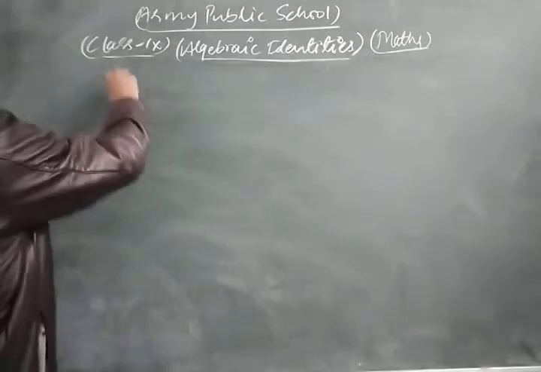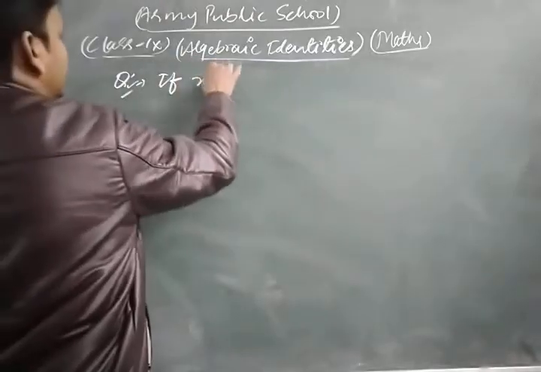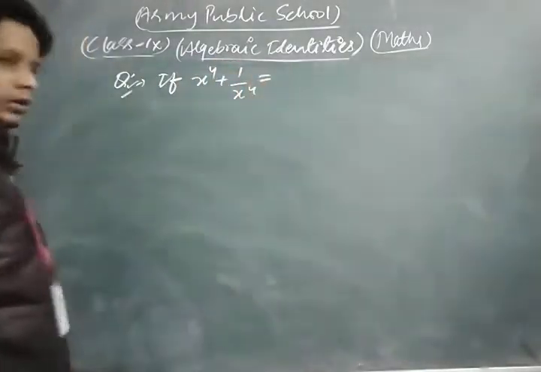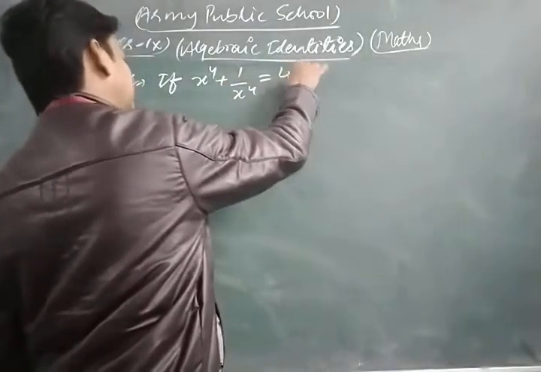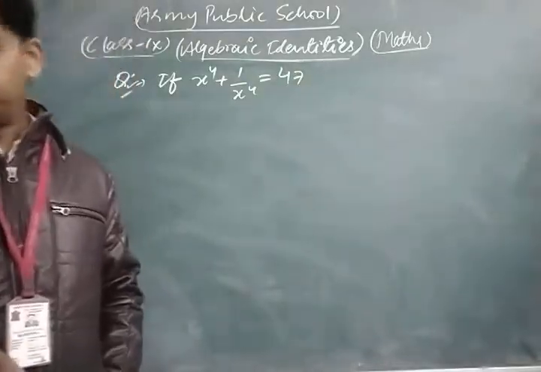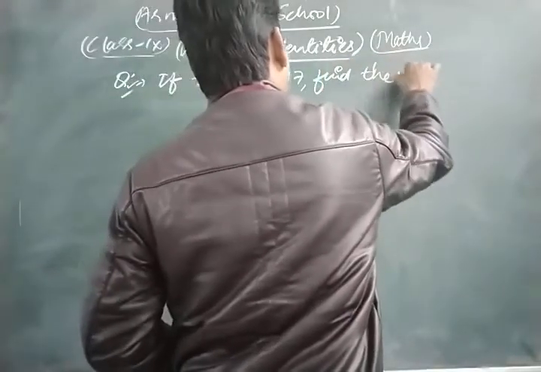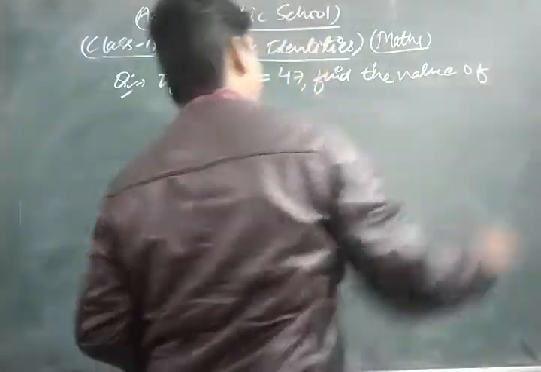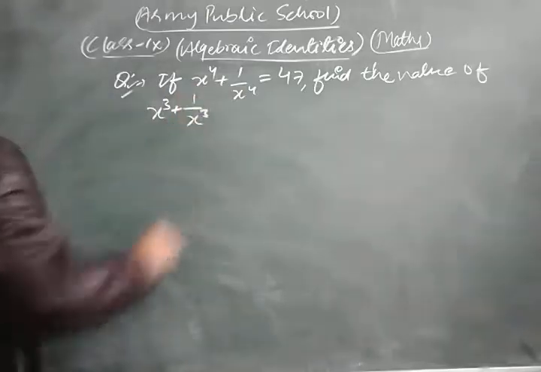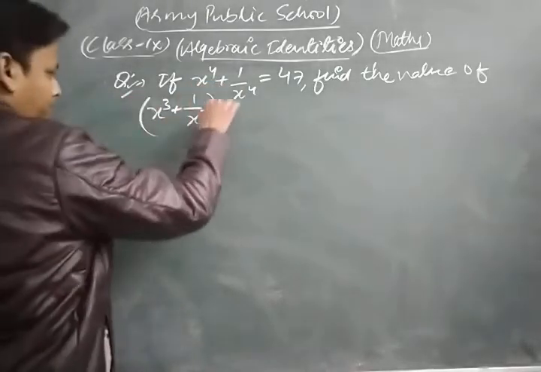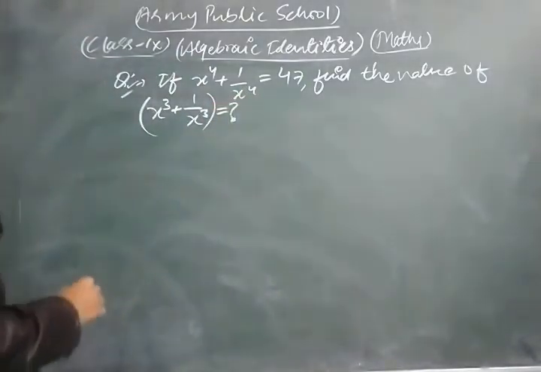Now look, if x to the power 4 plus 1 upon x to the power 4 is equal to 47, find the value of x cube plus 1 upon x cube. Now let's see its solution.